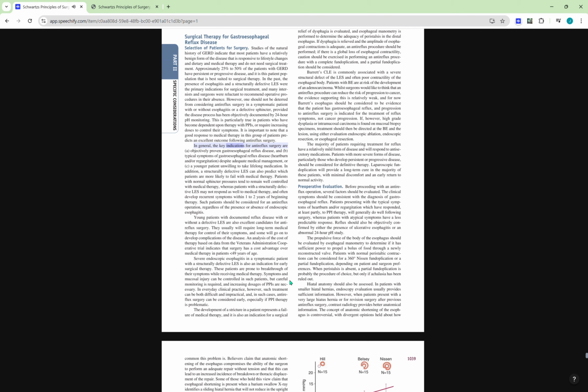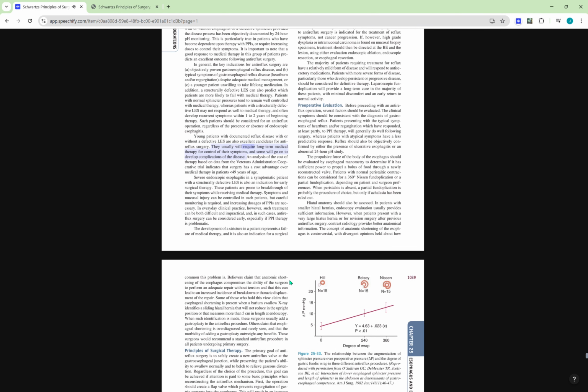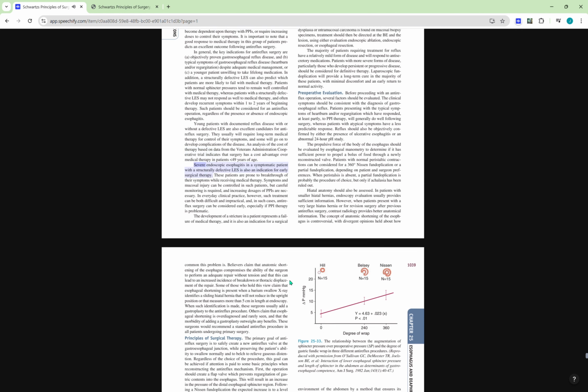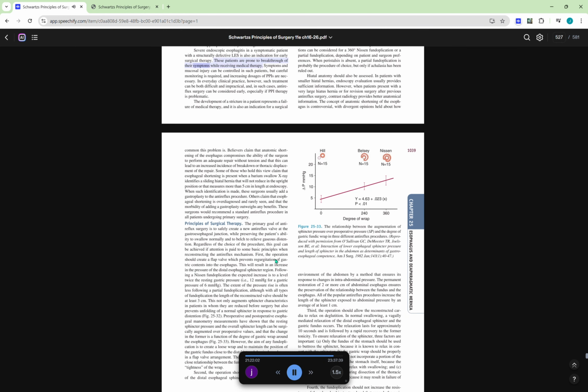In general, young patients with documented reflux disease, with or without a defective LES, are also excellent candidates for anti-reflux surgery. They usually will require long-term medical therapy for control of their symptoms, and some will go on to develop complications of the disease. An analysis of the cost of therapy based on data from the Veterans Administration Cooperative Trial indicates that surgery has a cost advantage over medical therapy in patients less than 49 years of age. Severe endoscopic esophagitis in a symptomatic patient with a structurally defective LES is also an indication for early surgical therapy. These patients are prone to breakthrough of their symptoms while receiving medical therapy.